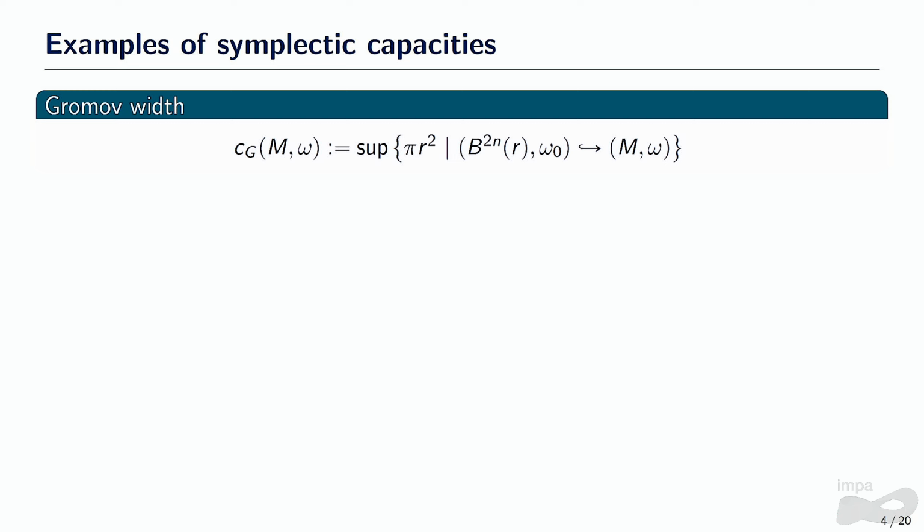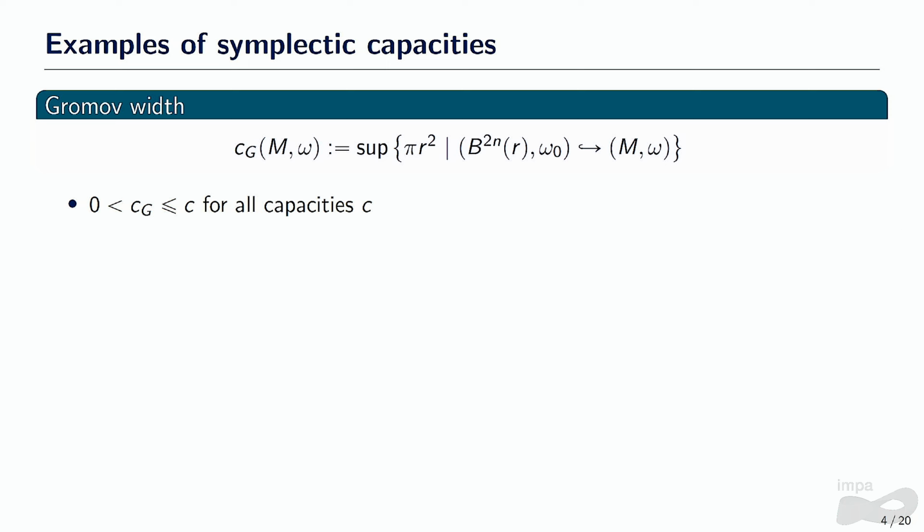With this very first capacity, we can already say a few things. Namely, we know by Darboux's theorem that a small ball always embeds, a ball of radius epsilon, let's say. So the Gromov width will always be bigger than 0, so never 0. And then, because of monotonicity and normalization, all other capacities will be bigger or equal to this first capacity.